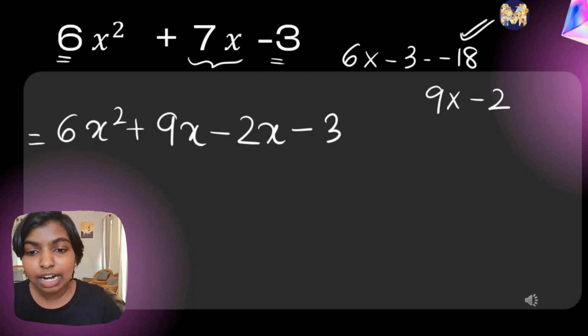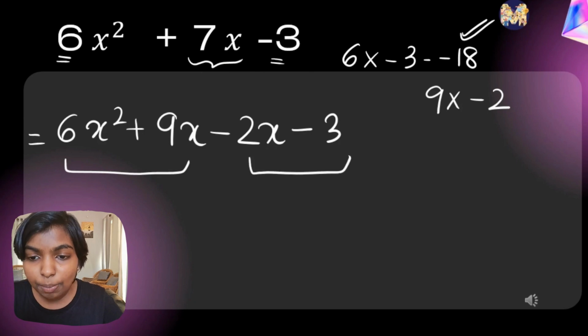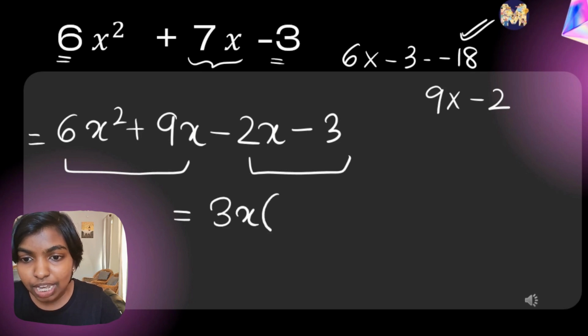Then we have to consider the first two terms and the last two terms together. Taking common out from the first two terms, I think I'll be able to take 3x common and we'll be left with 2x plus 3.